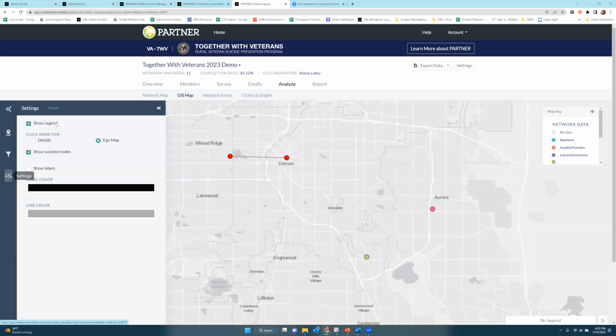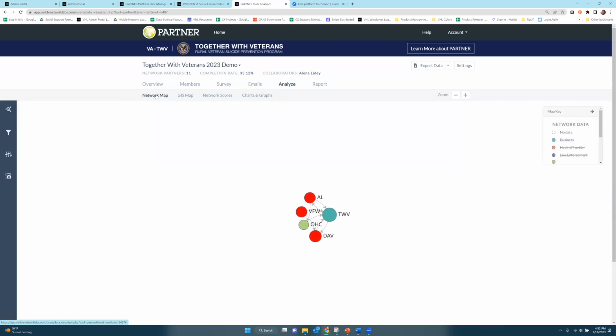Then you're also able to change different settings. So if you wanted to change different labels, you can also choose to show labels or not. And then you can choose the label colors or the line colors as well. That's the GIS map. Now I'm going to go into the network map real quick.